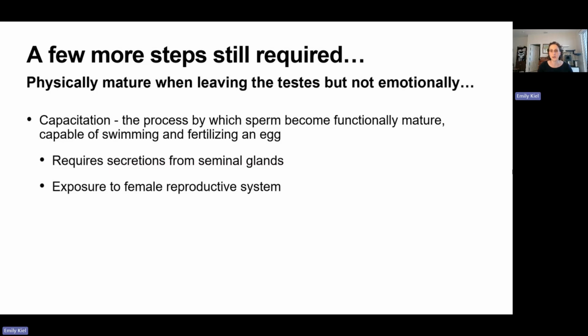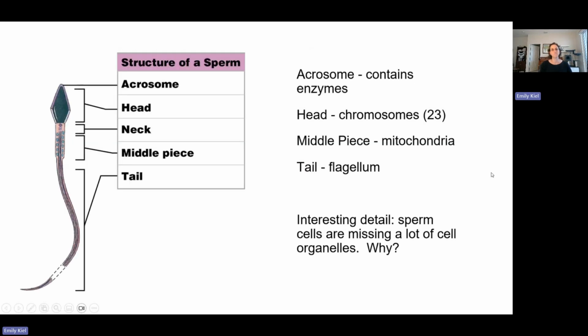So let's look at some anatomy of the sperm itself. The top of the sperm, or I guess the most anterior portion, is going to be the acrosome, and that contains enzymes that are essential to fertilization. You have the head of the sperm, you have the neck, you have a middle piece, and then a tail. The head contains those 23 chromosomes, and the neck contains mitochondria. Why do you need mitochondria? Well, you've got to have some kind of energy to keep that tail moving. And so our mitochondria are there near that flagellum tail.